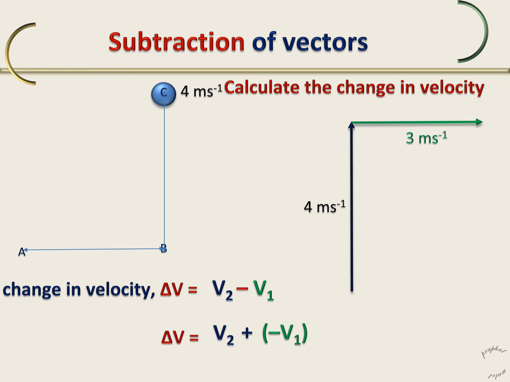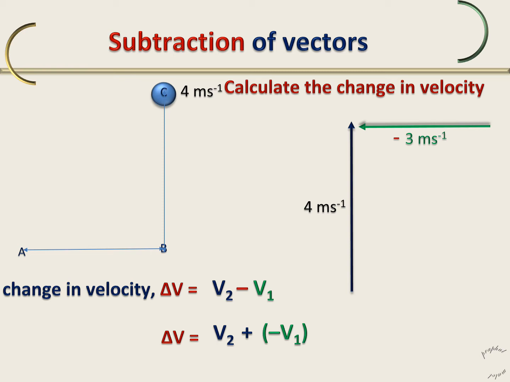So let's see how to do it in the vector diagram. Already v2 is there, 4 meter per second. I don't have to change v2 because our equation says it's just v2. But v1 I have to change to minus v1. So let's see how to change v1 to minus v1. The only thing you have to do is just invert or just draw exactly opposite direction like this. That's minus v1. You have changed the direction exactly to opposite, so it will become a negative vector.